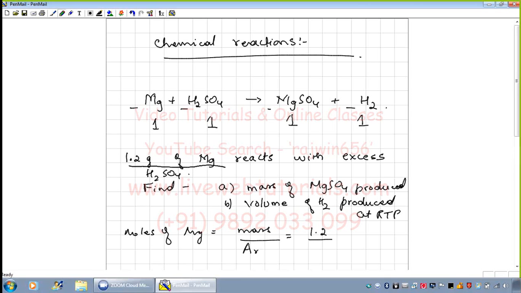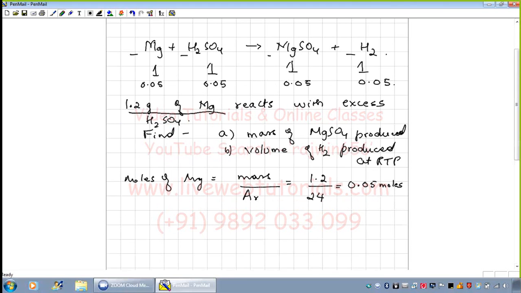Okay, 1.2 divided by 24. This is going to become 0.05. Correct. So here the moles of each one of these is going to be 0.05. It will be the same for all because here all the mole ratio is 1:1:1:1. If at some place the number 2 would have been there, then it would have become 0.05 multiplied by 2. We are going to take those equations also later. So here the mole ratio is this much.